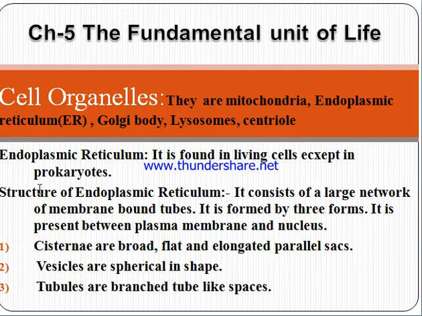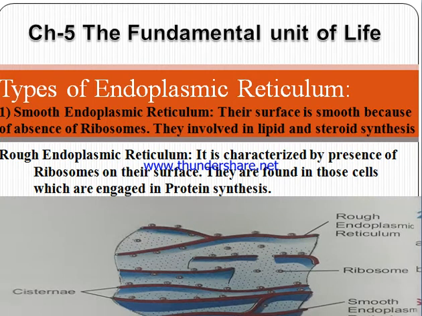The very first organelle is the endoplasmic reticulum. It is found in living cells. It consists of a large network of membrane-bound tubes having cisternae and vesicles. Vesicles are spherical in shape. Cisternae are broad, flat, and elongated. They are of two types: smooth endoplasmic reticulum and rough endoplasmic reticulum. If the surface has ribosomes, then it is known as rough endoplasmic reticulum. If the surface is smooth, it is known as smooth endoplasmic reticulum.